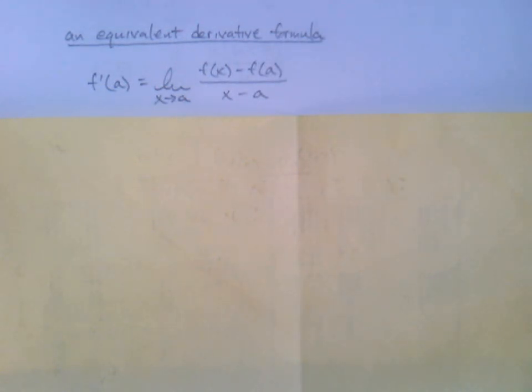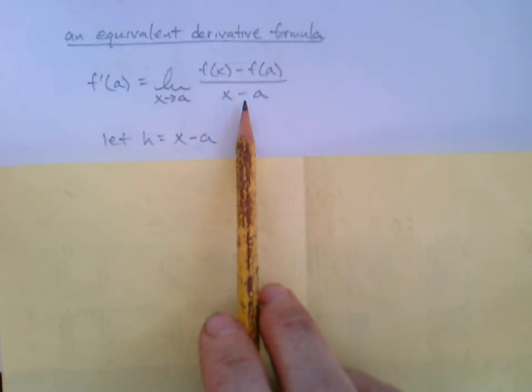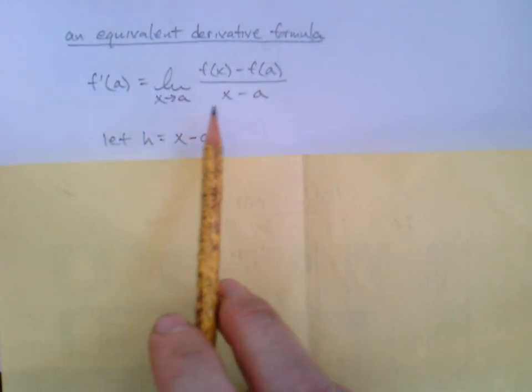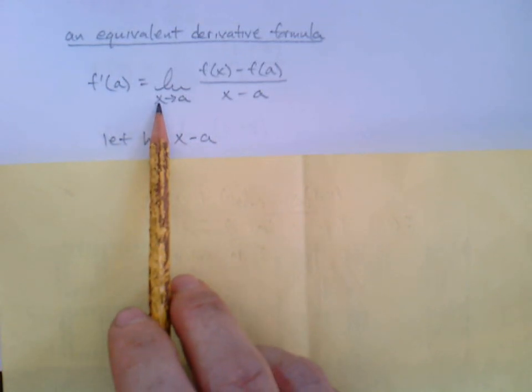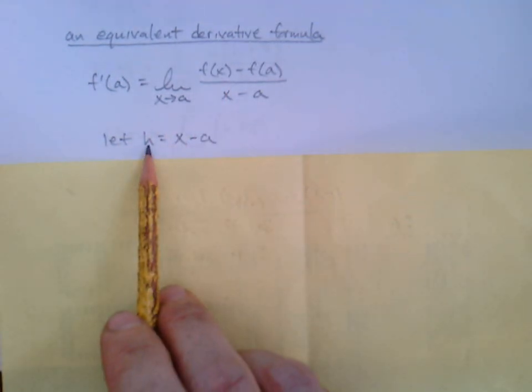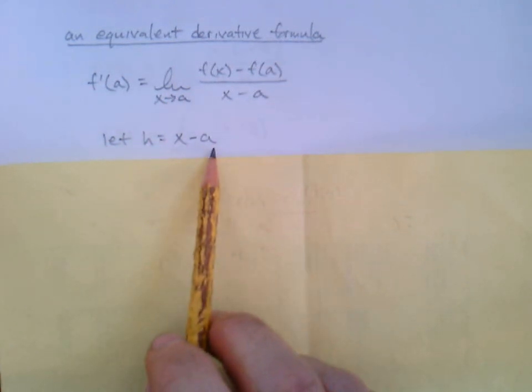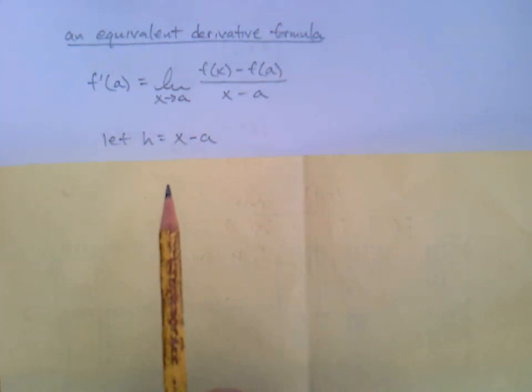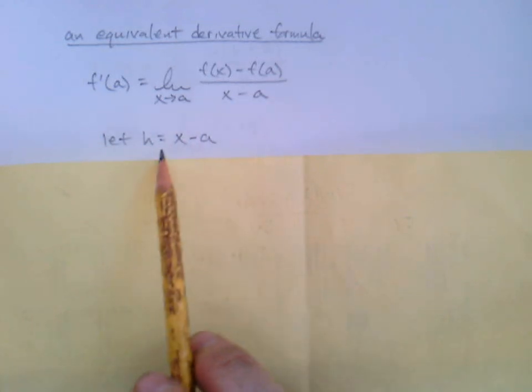What we're going to do to get this new formula, we're going to introduce a new variable. We're going to call it h. We're going to let h equal that denominator, x minus a. All right, why are we doing this? Just go with it. Let h equal x minus a. We're going to rewrite this whole formula so that it does not have an x any longer, but it has an h. So the new formula will have a's and will have h's. So the denominator there will become h.